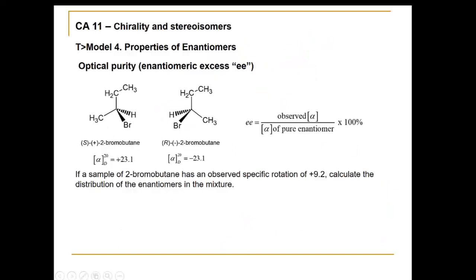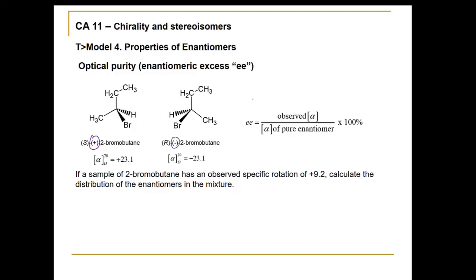This is one of the few times where we actually ask you to do a calculation in organic chemistry. So this is a different set of enantiomers. We have the 2-bromobutane enantiomers. On the left-hand side, the S configuration, right-hand side, R configuration. And here's a good case in point. In this case, the S has a positive specific rotation, and the R has a negative specific rotation. Of course, they are to the same magnitude.